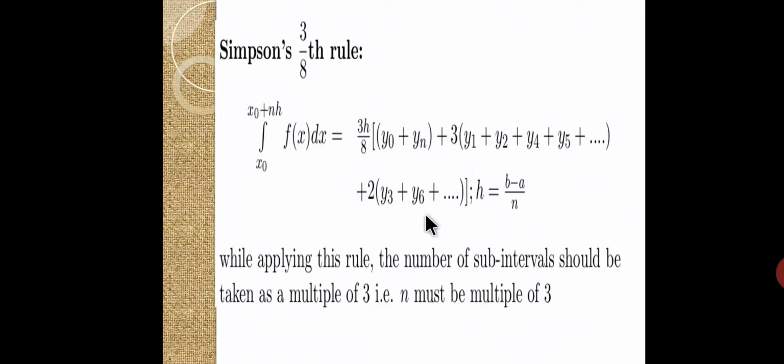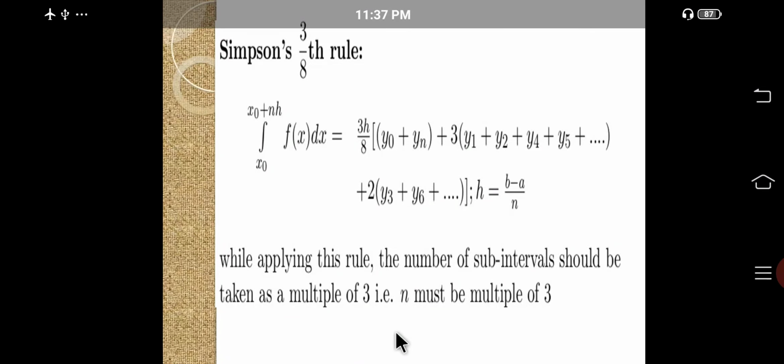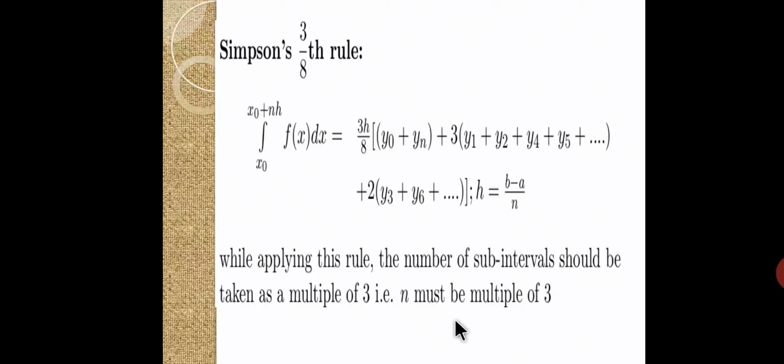While applying this rule, the number of subintervals should be taken as a multiple of 3. So n must be a multiple of 3. When we use this rule, you can use it when the value of n is a multiple of 3.